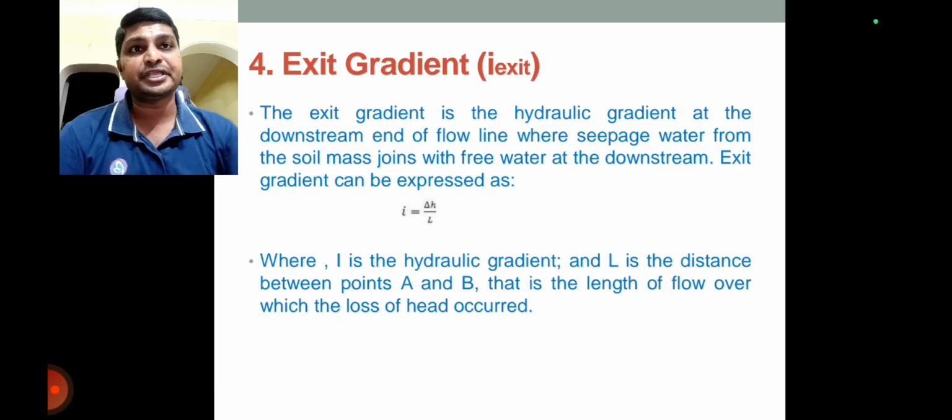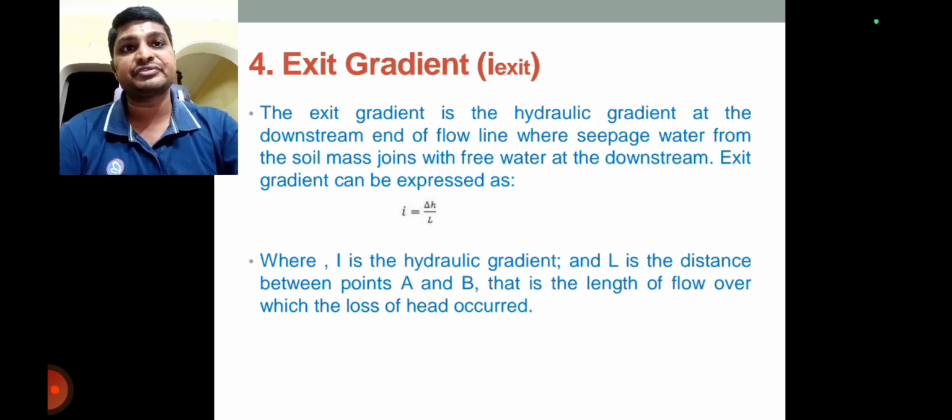And one more application is finding the exit gradient. The exit gradient is the hydraulic gradient at the downstream end of the flow line, where seepage water from the soil mass joins the free water downstream. The exit gradient can be expressed as i = ΔH / L, where i is the hydraulic gradient and L is the total distance between points A and B, that is the length of the flow over which the loss of head occurred. These are the four applications we can observe.